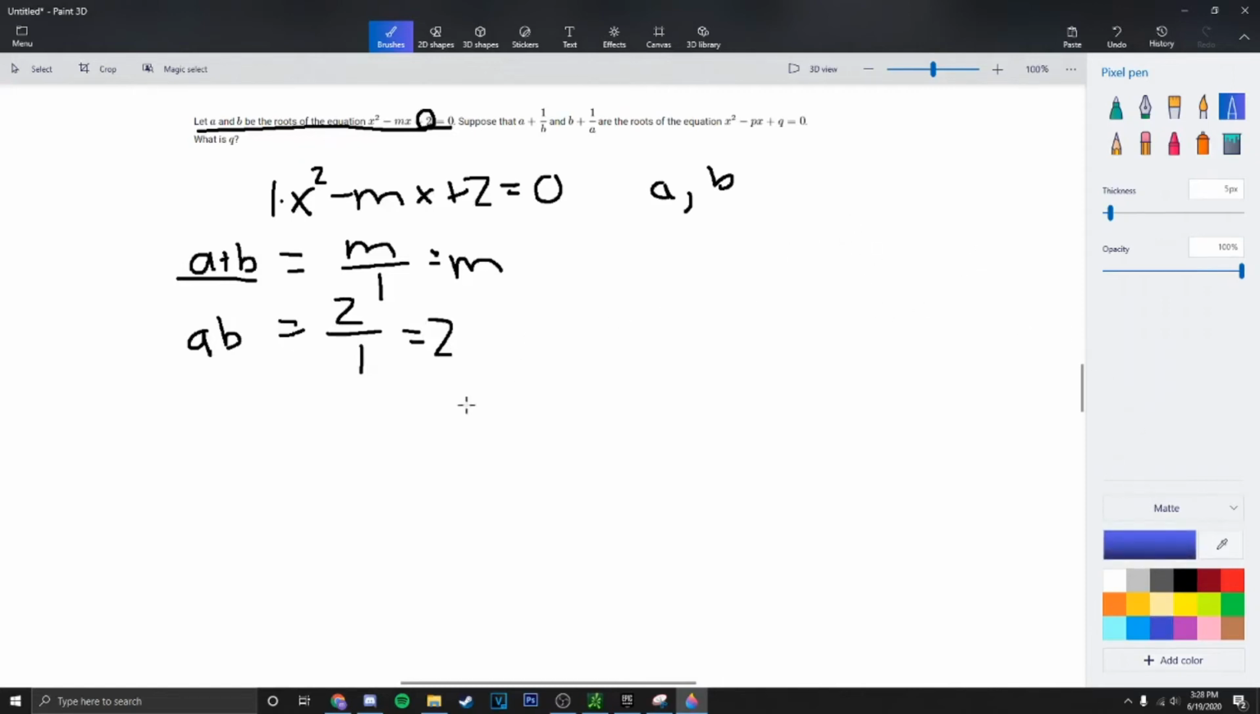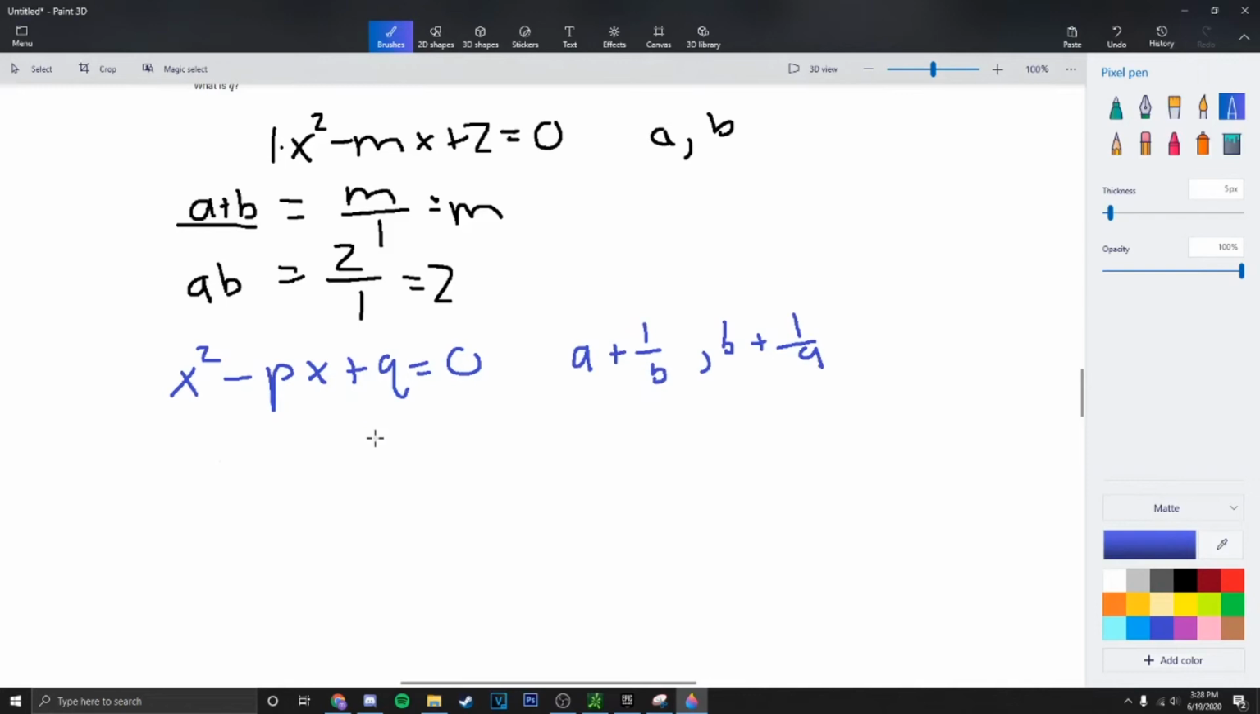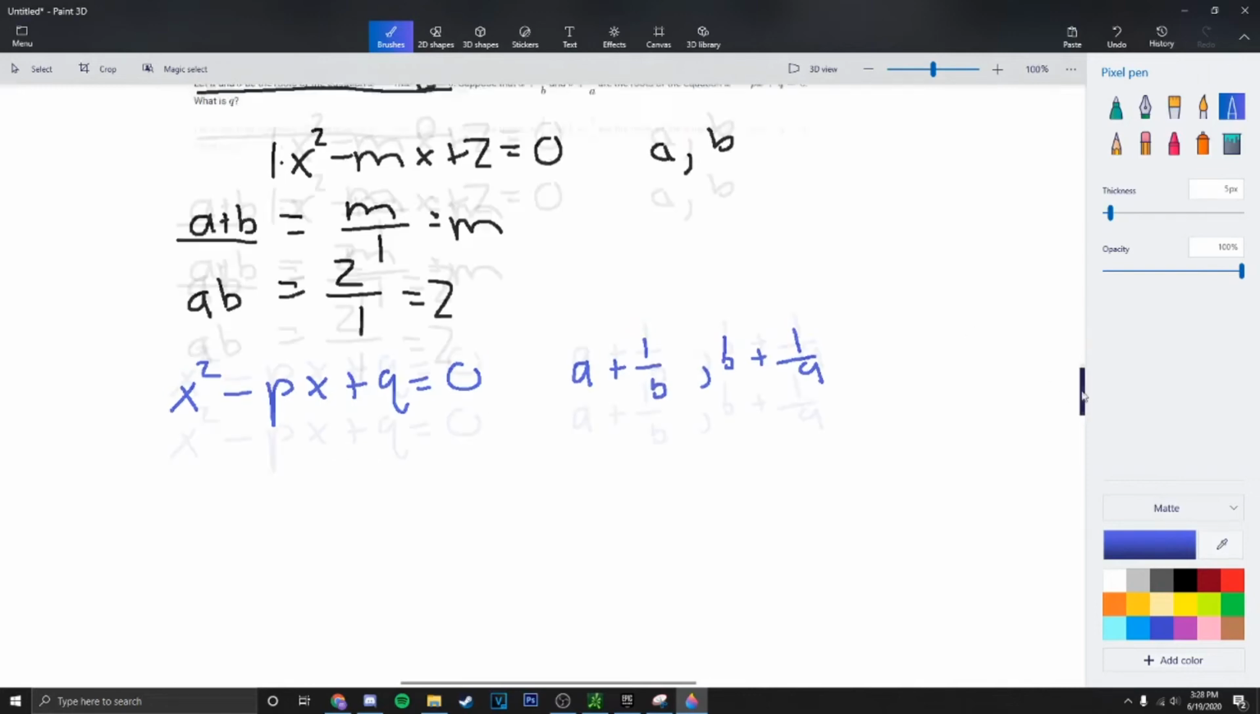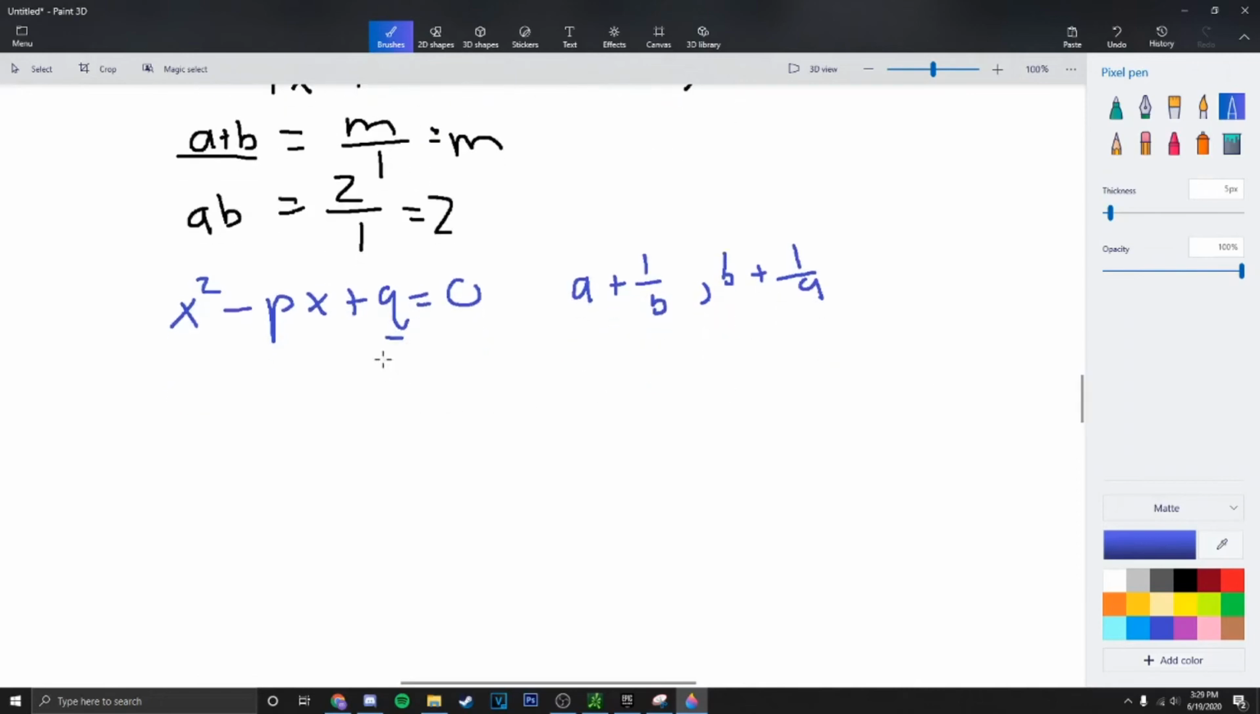So we have another equation, x squared minus px plus q equals 0. For this equation, we have two roots as well. However, these roots are a plus 1 over b and b plus 1 over a. Now, using the same logic as above, we can figure out how they are related, because we are trying to figure out what q is. So we want to figure out how q is related to these roots, as we know that ab equals 2. So why don't we try using our formula again and try to find the product.